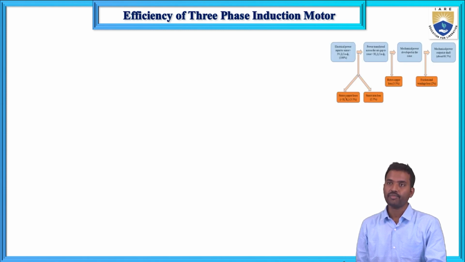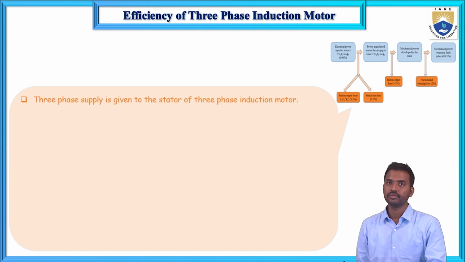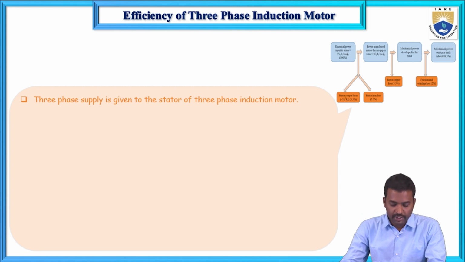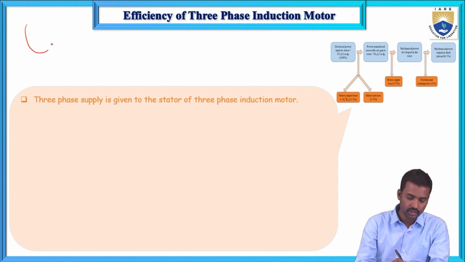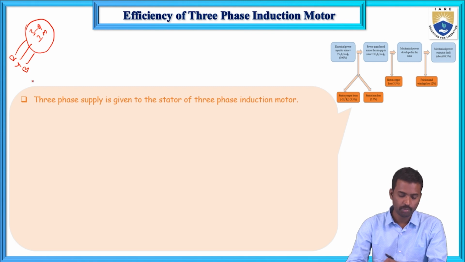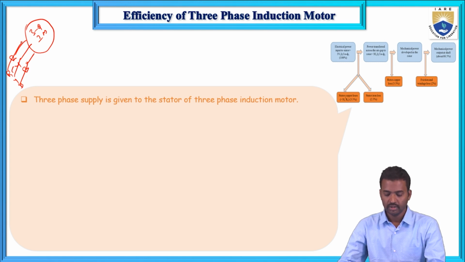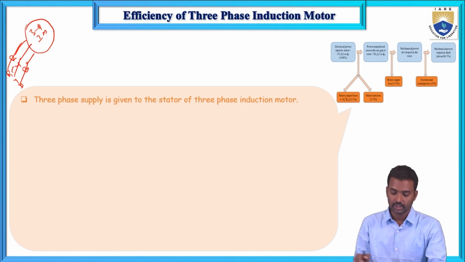Now, what are the losses here? Losses representation. The three-phase supply R, Y, B is given to the stator of the three-phase induction motor. This is the first point.